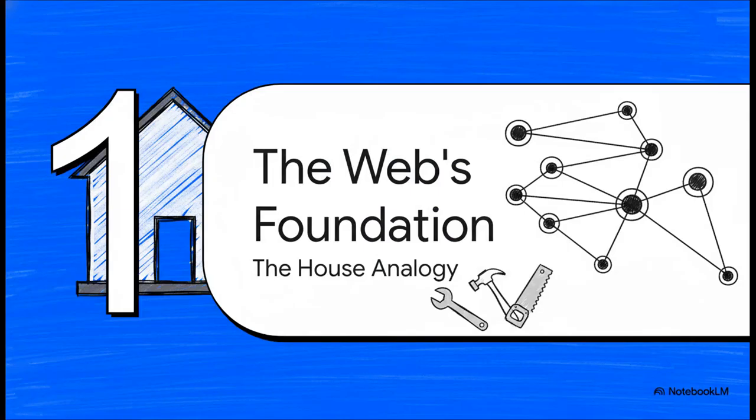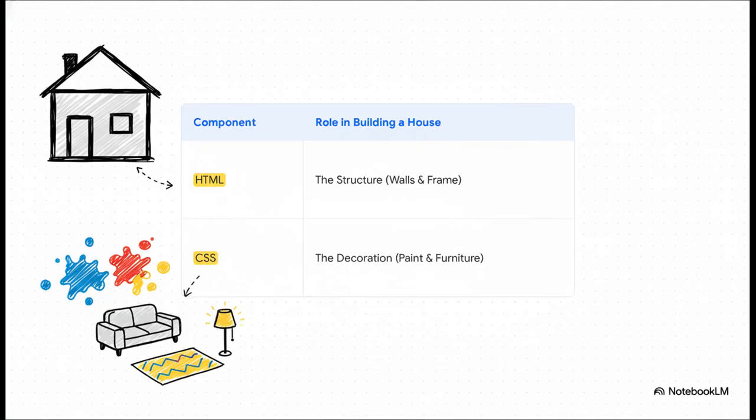Okay, to really get a handle on how a website works, let's use an analogy that I think makes a ton of sense. Let's imagine we're building a house, because a house, just like a website, really has three main parts that have to work together to make the whole thing stand. All right, let's break this down. First up, you've got HTML. That stands for Hypertext Markup Language, by the way. Now, HTML, that's the frame of the house. It's the walls, the floors, the roof, the actual structure that gives it its shape.